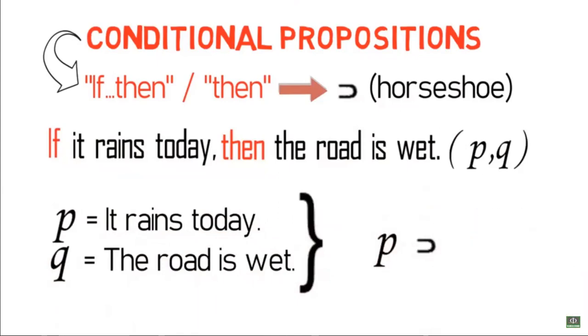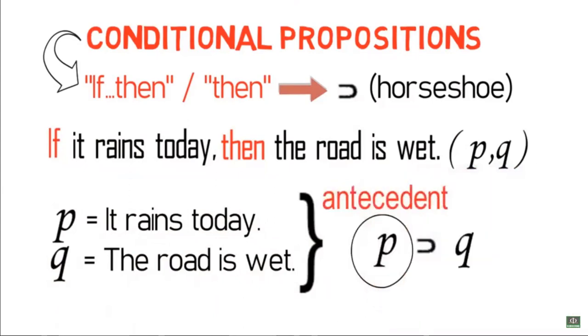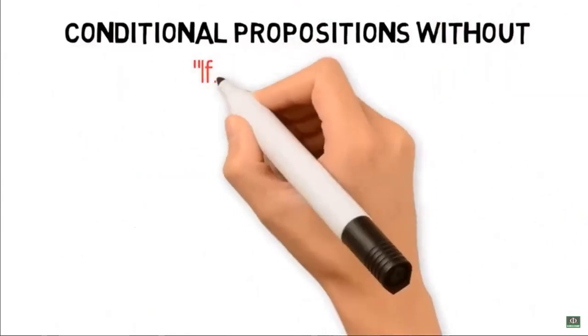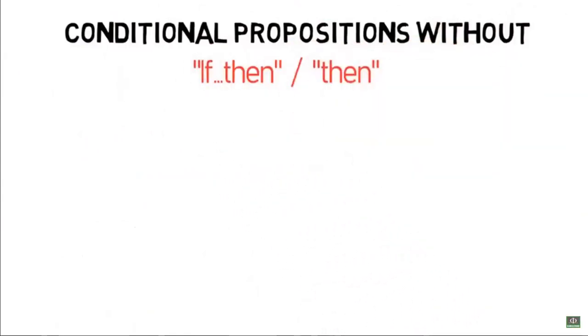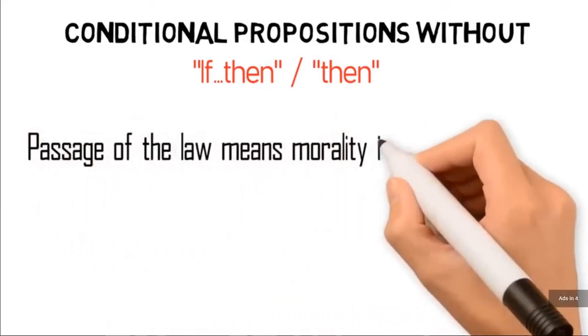P horseshoe Q. Please note that the proposition that precedes the connective horseshoe is called the antecedent, and the proposition that comes after it is called the consequent. Please note as well that there are cases wherein the words if then are not mentioned in the proposition, yet the proposition remains a conditional one. Consider this example. Passage of the law means morality is corrupted.